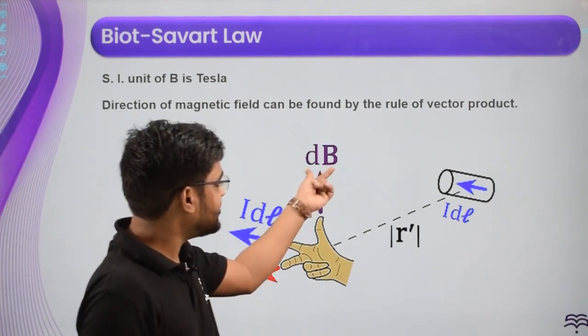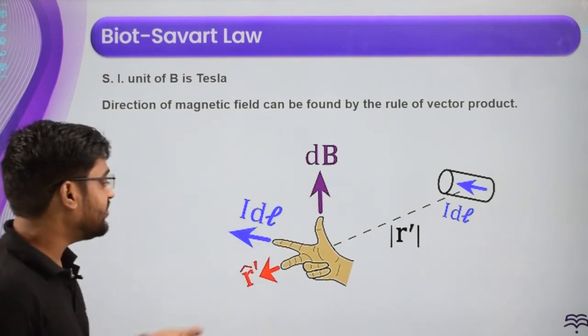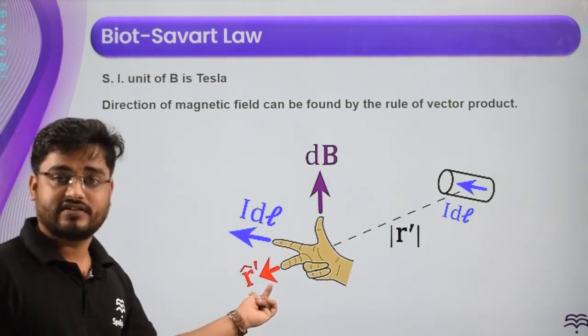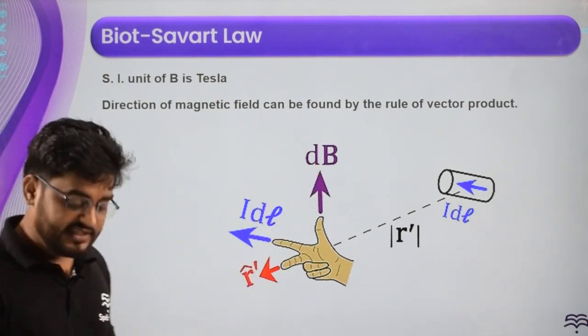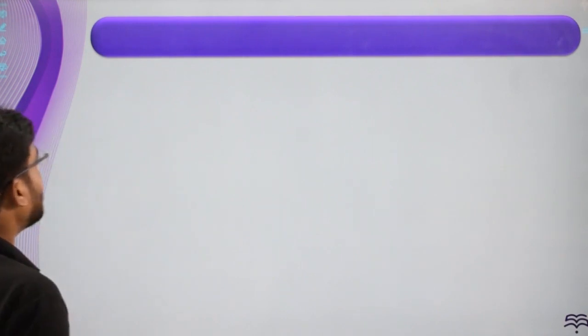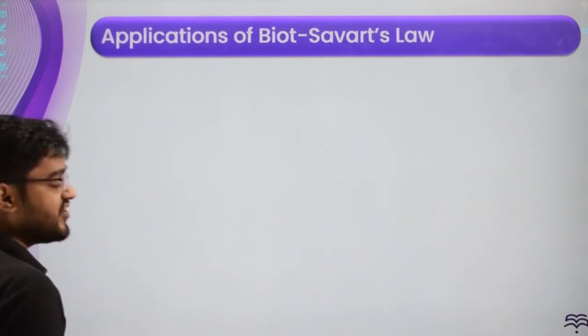So the direction of magnetic field is perpendicular to this dl as well as this r vector. So dB is perpendicular to both of them, since it is a cross product of these two quantities. Now there are some applications of Biot-Savart's law.